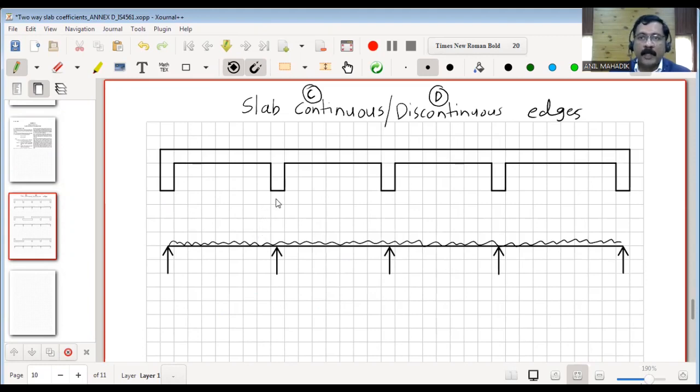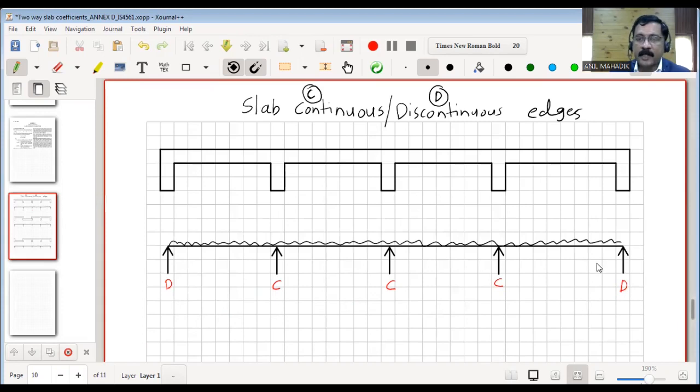By looking at this image, you can see that there is no slab on the left side. Whenever there is no slab to the left side, it will be a discontinuous edge. Then for this slab, there is a slab on the right side, which means it is a continuous edge. Again there is continuity over here, continuous, then again continuous. For this slab, there is no slab to the right side, so it is a discontinuous edge.